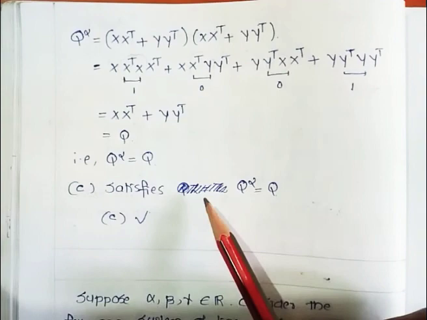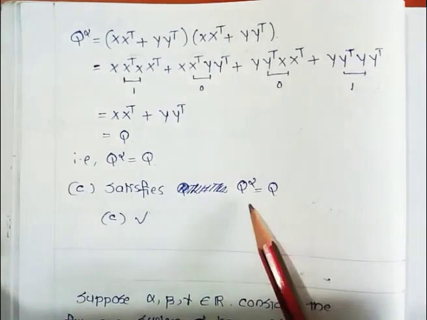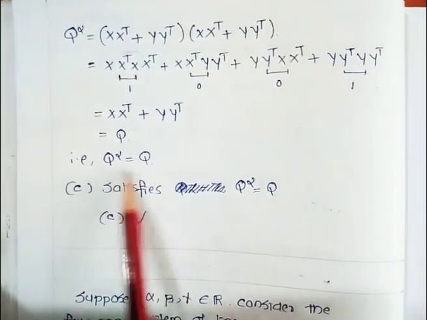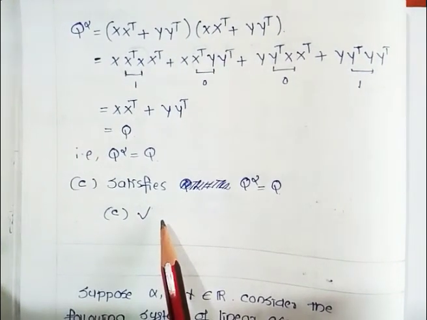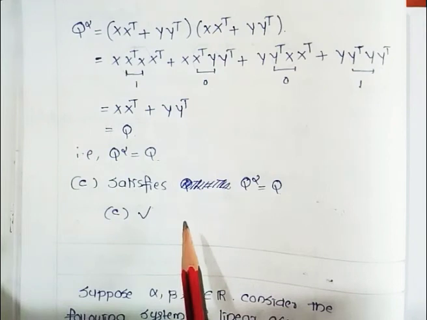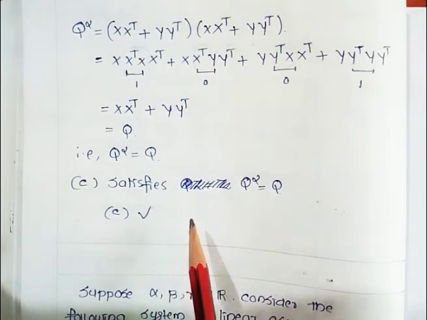That is our third option, which says that Q satisfies Q square is equal to Q. So we get Q square is equal to Q. So this is a correct option. So therefore our third option is correct. So the correct option for this question is option C. Okay.